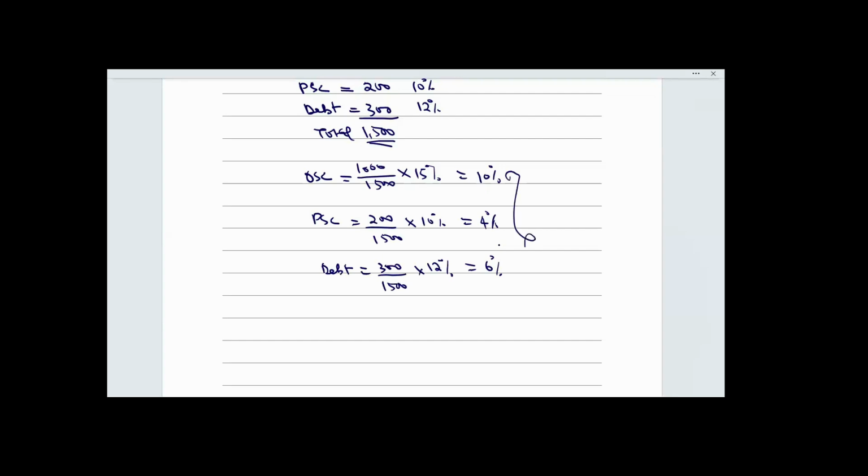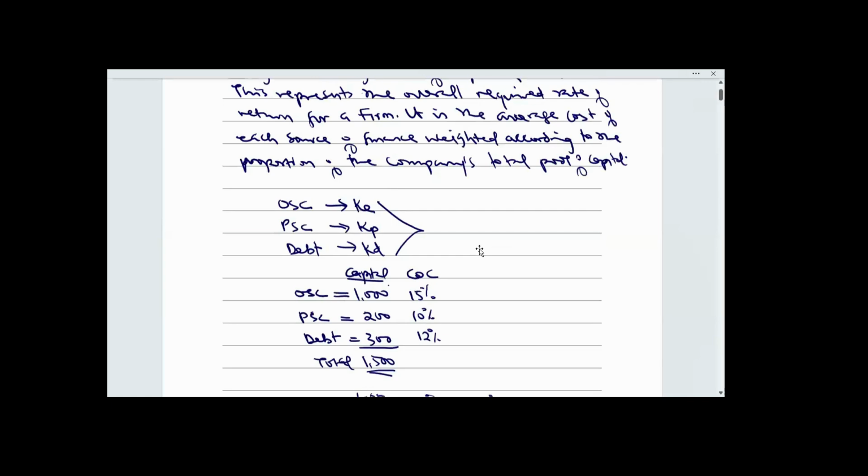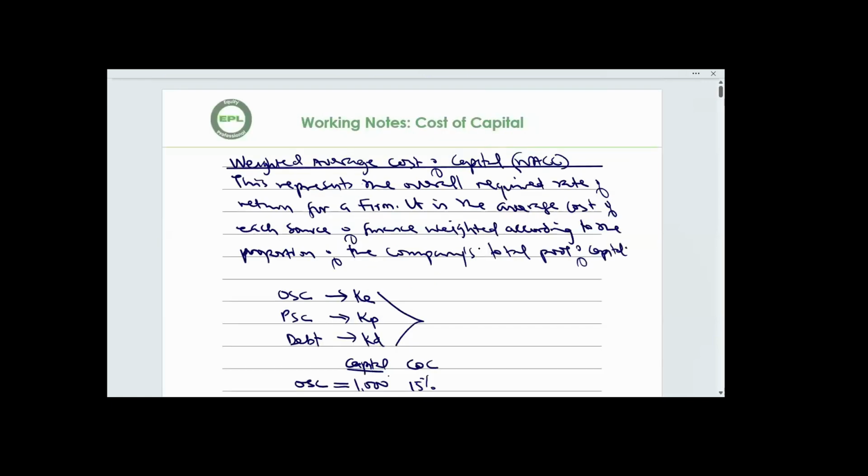You now add all these three together. So that means the WACC of this company is 20%. That's the weighted average cost of capital. So now that's why you are seeing from my definition, I said that it represents the average cost of each source of finance. Source of finance is ordinary share capital, preference share capital, and debt proportion. So that is what WACC is all about.